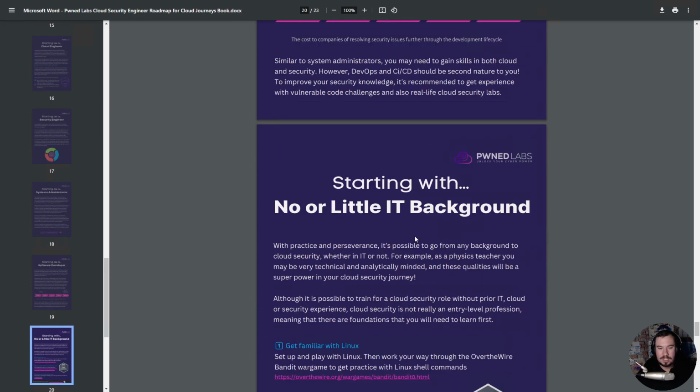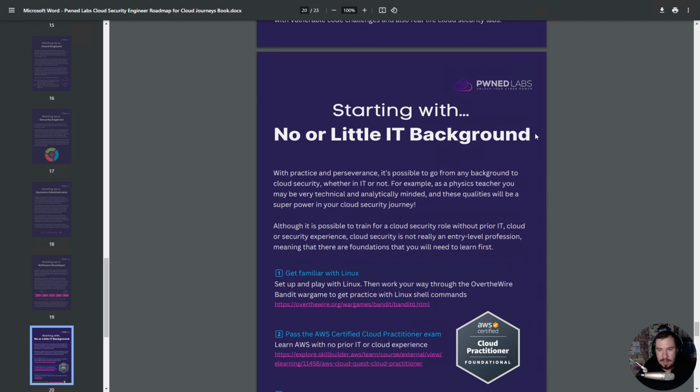Starting with no or little IT background. I want to spend the most time on here because I know, at least based on talking to people, many of you are in this category. You're trying to break into the industry. You don't have a cloud background or pen testing background, and you're at that dilemma where it's like, hey, experience required. I don't have experience. How do I get that?